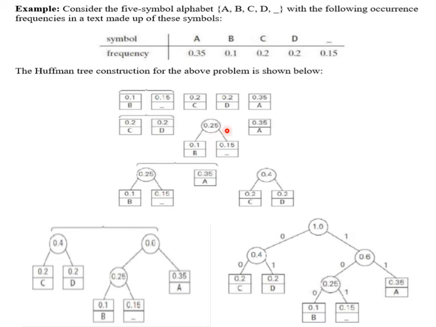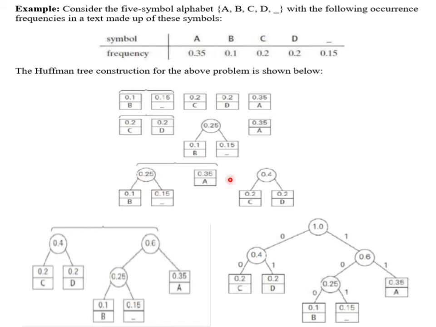Now again, find the next two lowest frequency characters, 0.2 and 0.2, so C and D. Make another tree with a new root whose weight is the sum of the frequencies of the left and right, so it is equal to 0.4. Now you see that the sum is 0.25, and again we arrange 0.25 here, and A is also remaining, that is A is equal to 0.35.